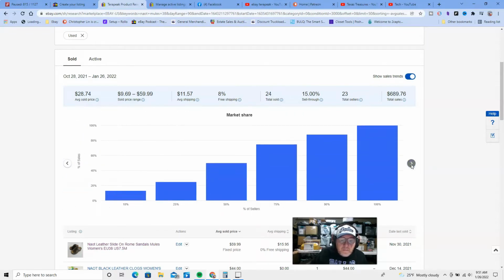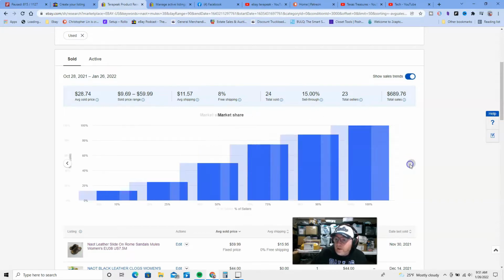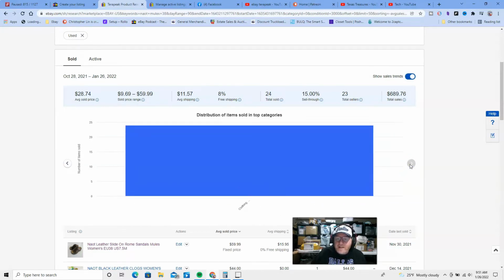Let's see, the percentage of market share. This one, actually, I haven't looked at this. Let me see, 90% of sellers represent 88% of sales. Okay, so you can see how many sellers are controlling the market. I don't think on this, it's that important, distribution of items sold in top category.